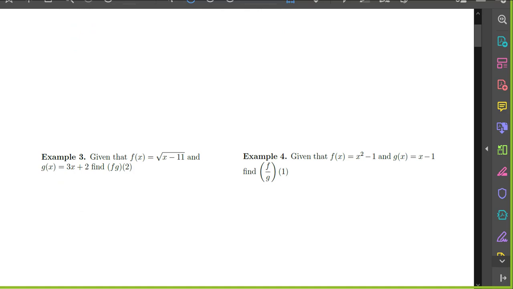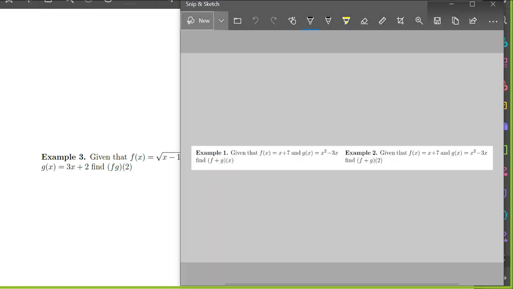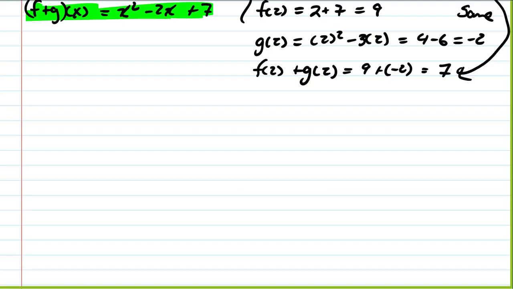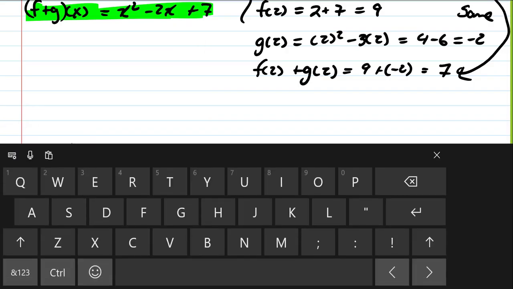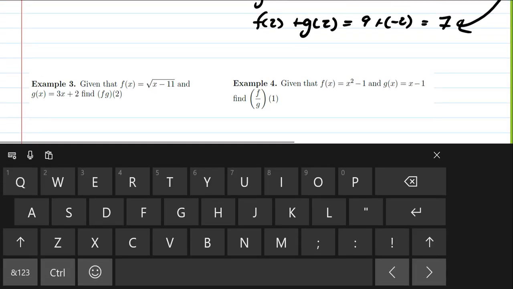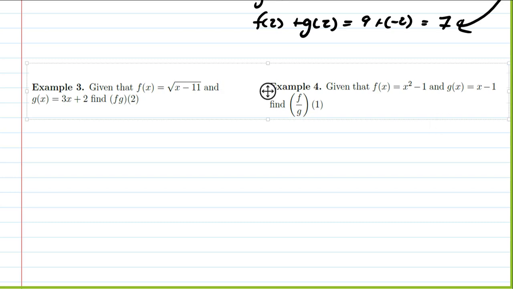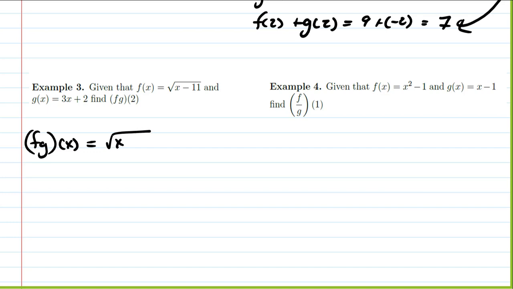So we can do the same thing with our next two examples by just calculating our values. Given that f of x is equal to the square root of x minus 7 and g of x is equal to 3x plus 2, find f times g of 2. Well, f times g of x is going to be f of x, which is x minus 11, in the square root, times g of x, which is 3x plus 2.